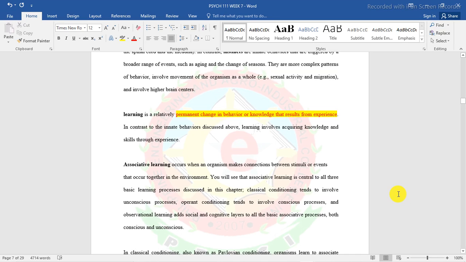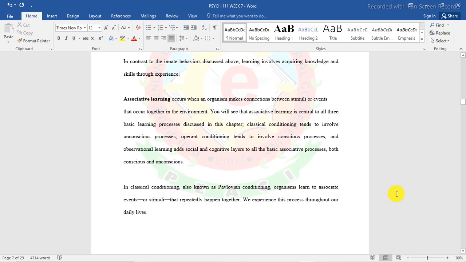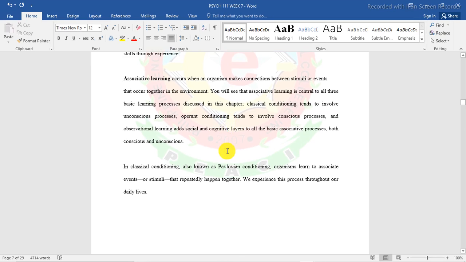Okay? So, let's talk about what is associative learning. Associative learning occurs when an organism makes a connection between stimuli or events that occur together. So, you make association through learning, making connections between stimuli and events. You will see that associative learning is central to all 3 basic learning processes discussed in this chapter. So, makikita daw natin yung associative learning sa lahat ng to. Classical conditioning tends to involve unconscious processes, and operant conditioning tends to involve conscious processes. And observational learning adds social and cognitive layers to all the basic associative processes, both conscious and unconscious.